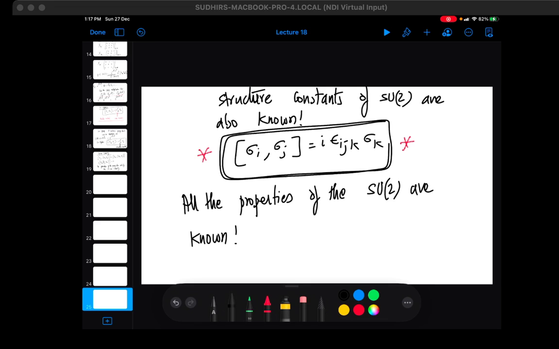So with this, we know all the properties of the SU2 group. All we need to know is to construct what are called the representations. Representations are vector spaces which satisfy the group multiplication law of SU2 or any other Lie group. Whatever Lie group you are doing, we can have SUN or whatever.